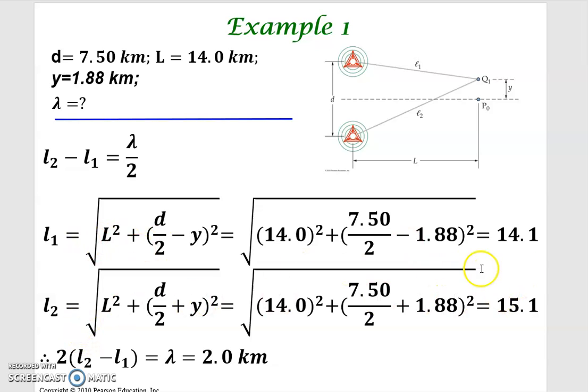So now L1 is 14.1 and L2 is 15.1. So the difference will be 1 kilometer. And the wavelength is actually 2 times 1, so it is 2 kilometers. So that is how you use that. Remember that this is only true for the constructive interference.